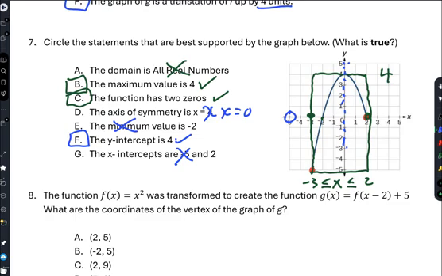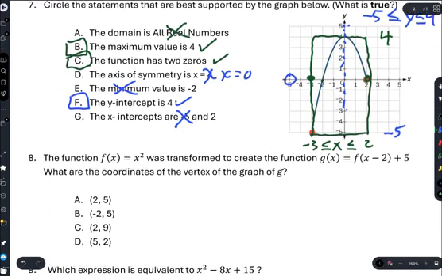The range, let's do the range. The range would go from negative 5 to 4. It would look like this. That would be your range. So the range goes from bottom to top. The domain goes from left to right.